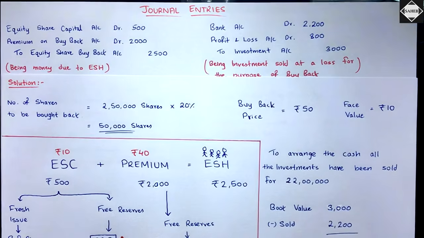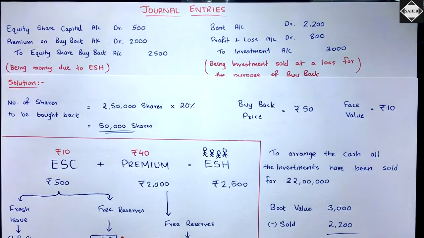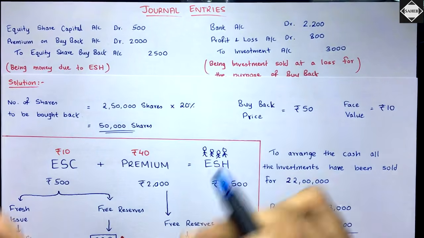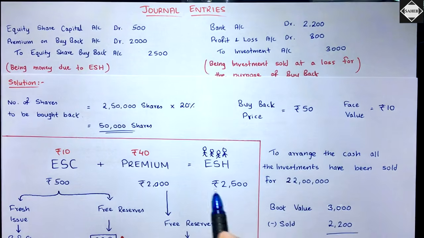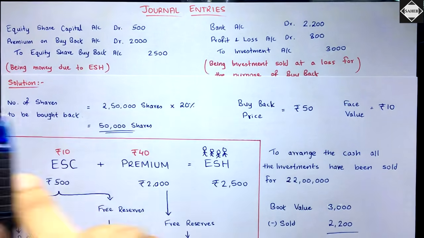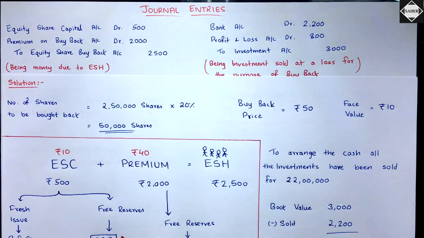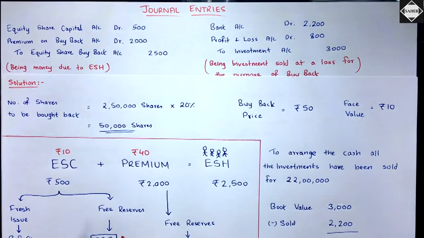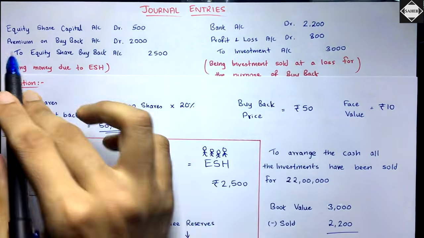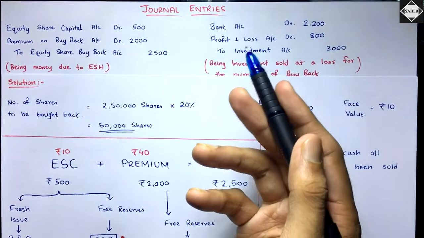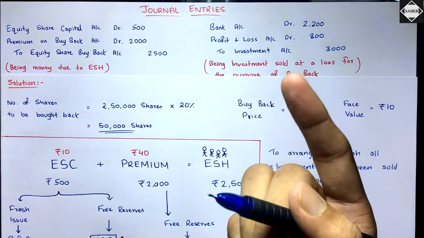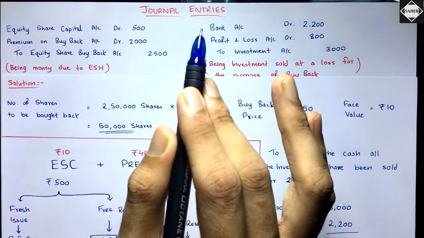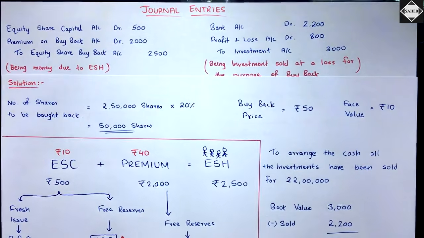Next, what you have to do is you have to accept as a company we have to pay 25 lakh to equity shareholders. It's a liability. Liability is increasing. We have to pay, right? So you have to credit equity shareholders account. But ICAI study material takes this account, equity share buyback account, and this is what you have to take. We always have to follow the study material. You can also take equity shareholders, but there is a chance that you might lose marks. So to be on the safe side, you have to take to equity share buyback account 25 lakh. Is that clear? Being money due to equity shareholders.